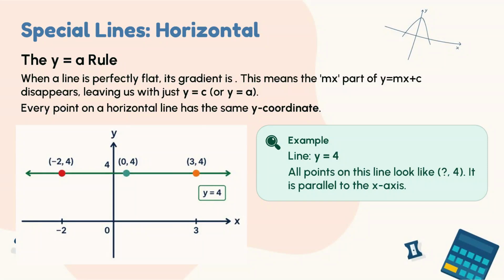For example, y equals 4 is a horizontal line. Every point on this line has a y-coordinate of 4. The x-coordinate can change, but the y-coordinate stays fixed. So the points could be (0, 4), (2, 4), or (-5, 4). The line is parallel to the x-axis.